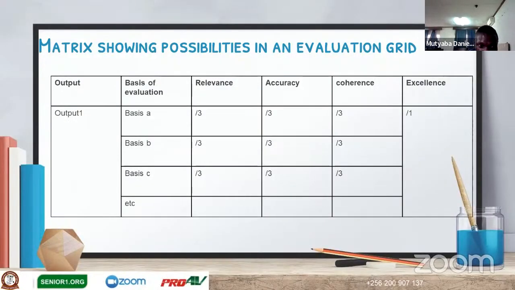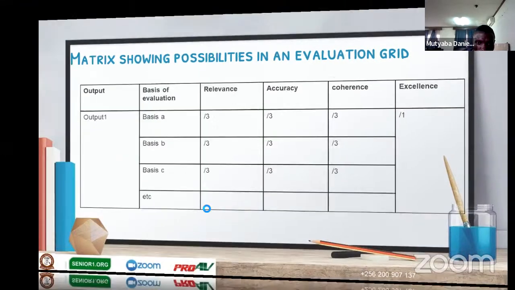Thank you so much, Mr. Mkaleli, for that trick. So now, let us look at the matrix showing possibilities in an evaluation grid. For example, output 1. If we have output 1, basis of evaluation, we have A, like as you have seen from CRE, we're expecting a solution, expecting a prayer, now basis A, basis B, basis C, etc. Now, under relevancy, we shall have 3, 3, 3. If you add here, it is 9. If it was only 1 basis, it would have been 9 plus 1. Then that would be 10. Like as we have explained, I don't need to go through all of them.